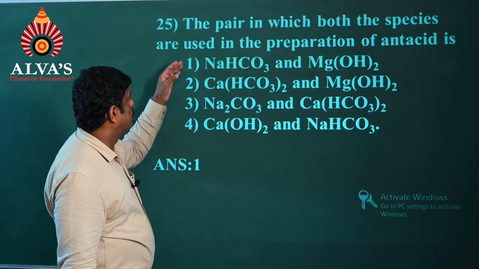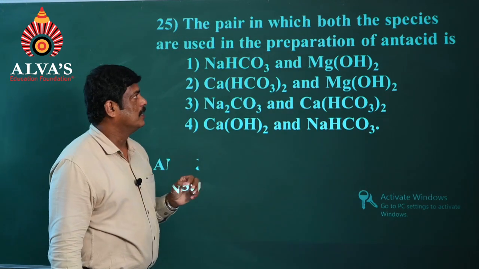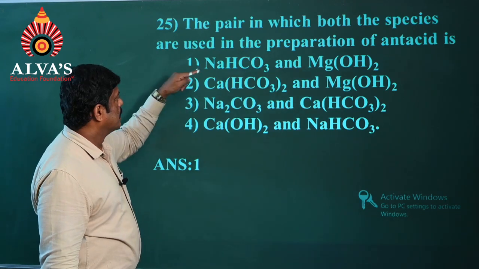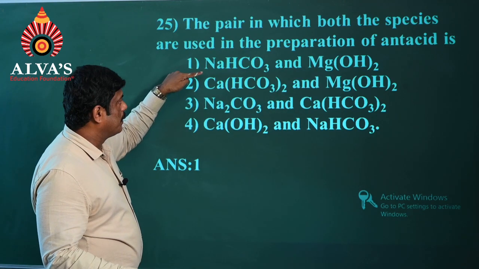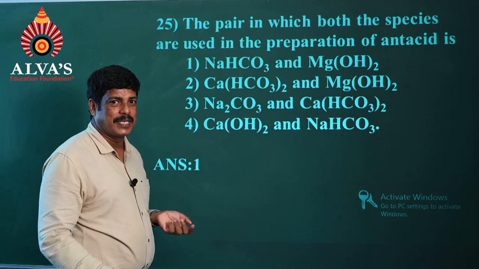Let's look at the 25th question. The pair in which both species are used in the preparation of antacids. Used in the preparation of antacids are sodium bicarbonate and magnesium hydroxide. So the first option is correct.